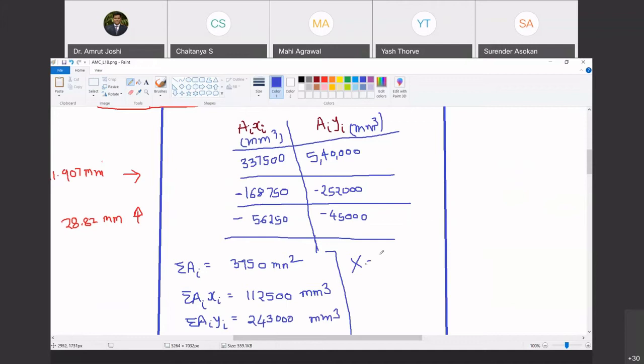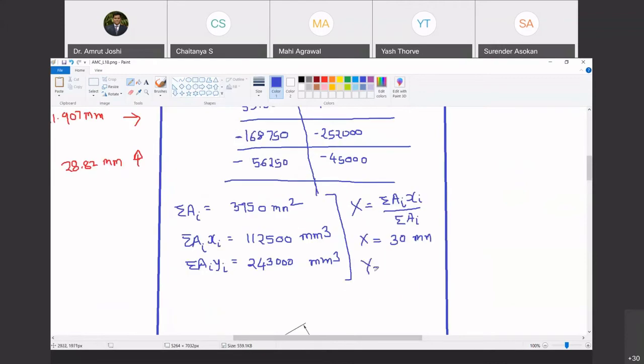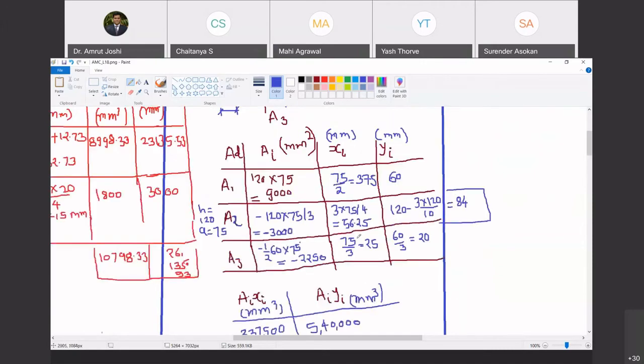So what is the value of x coordinate of centroid? That is summation AI XI upon summation AI. So tell me. Sir, 30 mm. And what is y? Similarly, y is equal to summation AI YI upon summation AI. So what is that value? Sir, 64.8 mm. Are you with me? Yes, sir. So this is how we have calculated the centroid of this geometry.